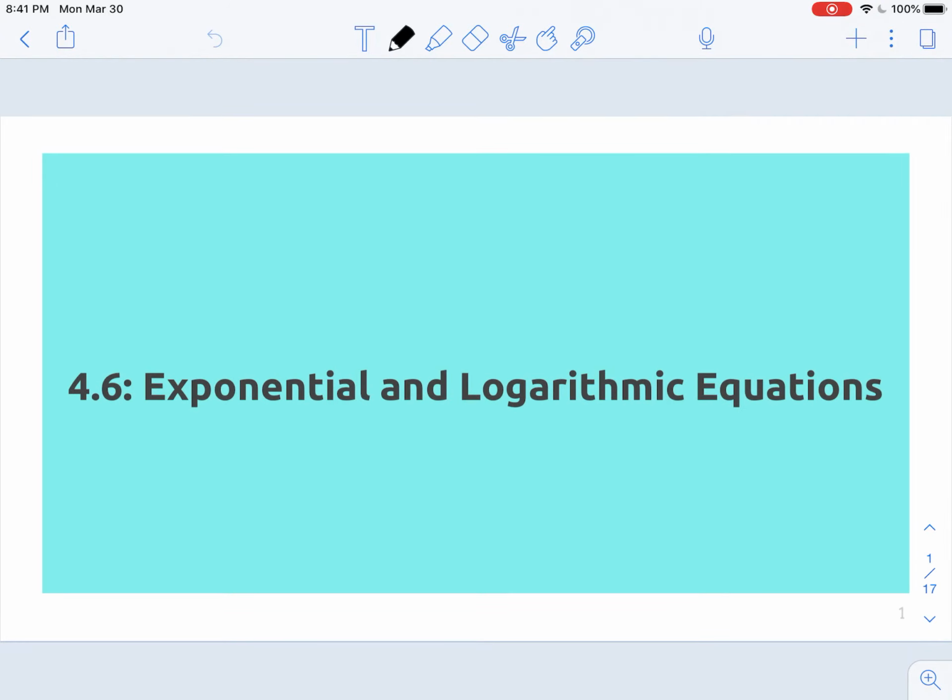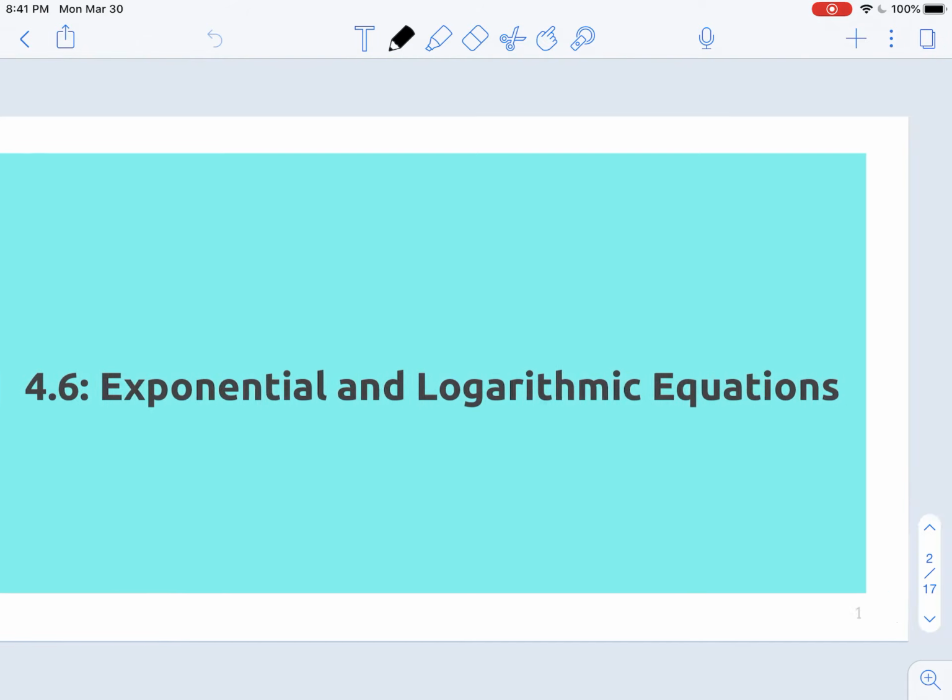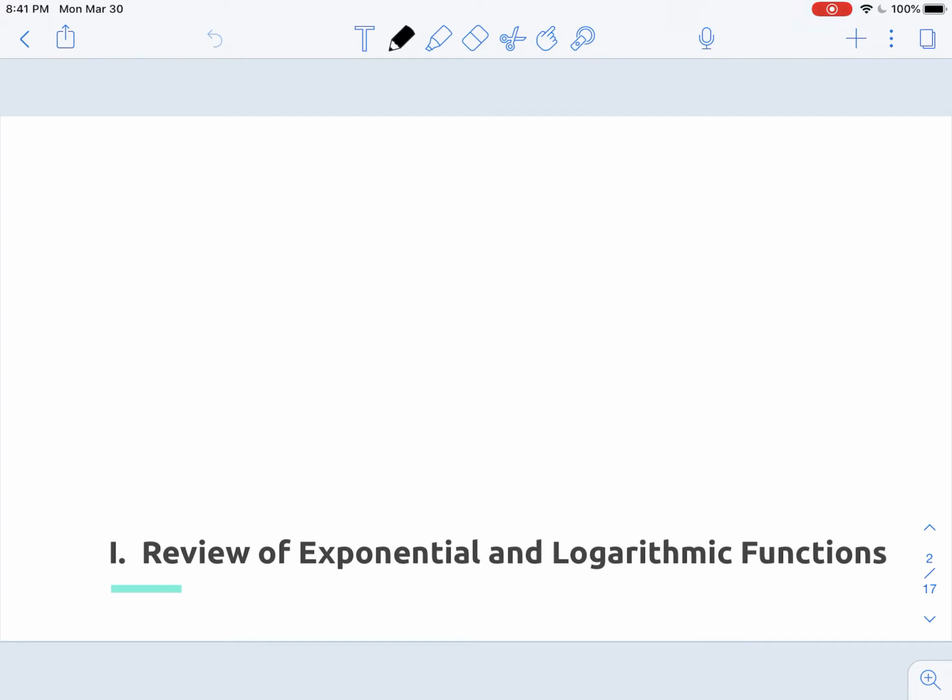Alright folks, today we're going to talk about 4.6 exponential and logarithmic equations. We're going to start with a review of exponential and logarithmic functions and how we solve those special types of equations.